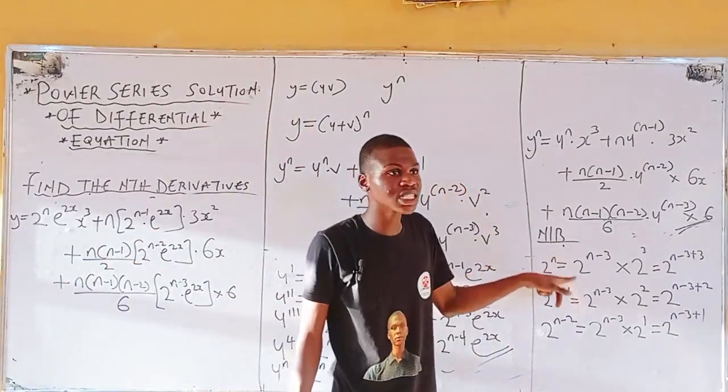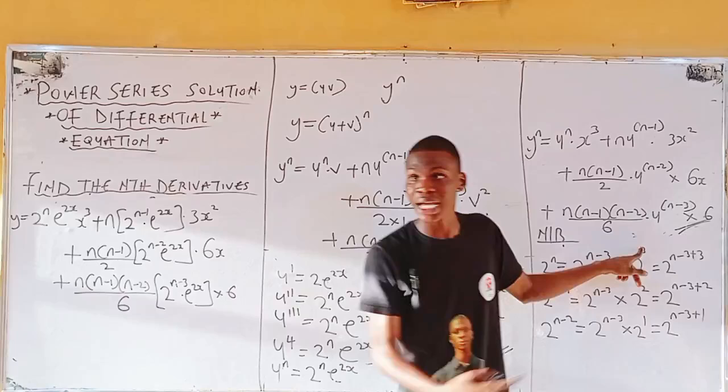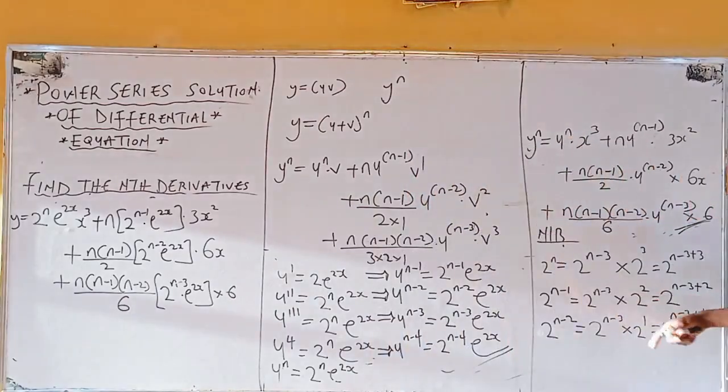Meaning 2 raised to the power of n is 2 raised to the power of n minus 3 times 2 raised to the power of 3, right? By indices, this is correct. By indices, 2 raised to the power of n is equal to 2 raised to the power of n minus 3 times 2 raised to the power of 3, meaning n minus 3 plus 3. This is what?